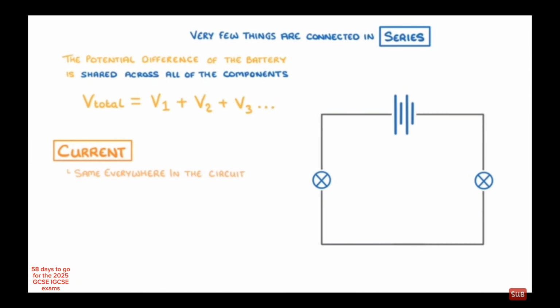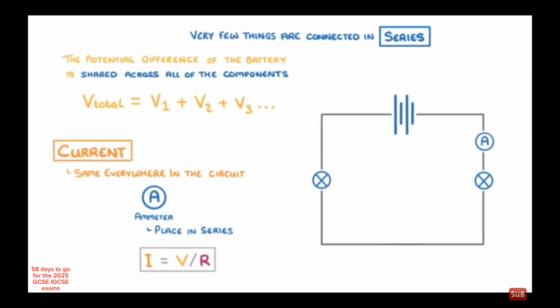Current, meanwhile, is the same everywhere in the circuit, no matter where you look. We measure current using an ammeter, which we place in series, so within the main loop. And because the same current flows through all of the components, we can put the ammeter anywhere. For example, instead of putting it down here, we could put it up on one of the sides. It really doesn't matter. We could also calculate the current by dividing the total potential difference by the total resistance, which is just a rearranged form of Ohm's law.